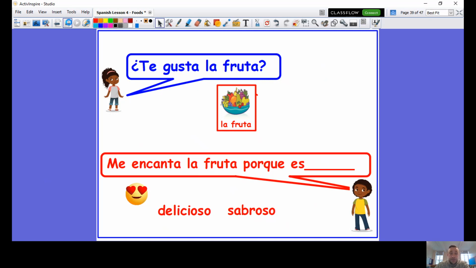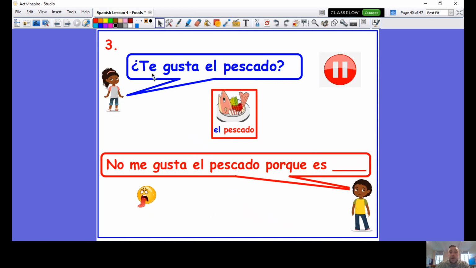Okay, here comes number three. Oh, different question. ¿Te gusta el pescado? Let's look at the answer. Oh dear. No me gusta el pescado. That's a negative answer. So we can't use delicioso and sabroso. We'll have to use something else. It's your turn. Pause the video. Choose the word that you think best finishes the sentence. Pause your video now.